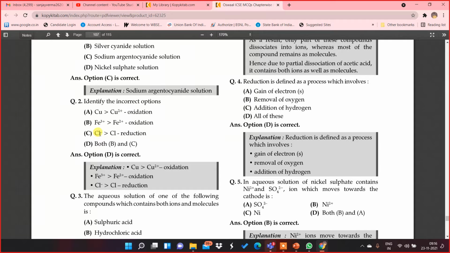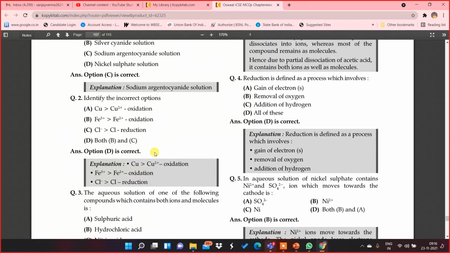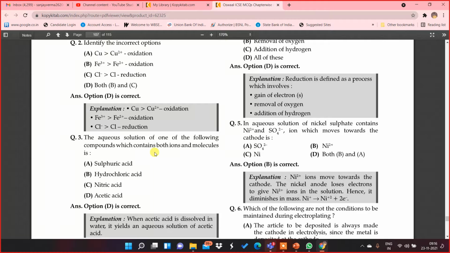And chloride ion becomes chlorine atom. This is also not reduction. So the answer is both B and C are incorrect. Both B and C are what? Incorrect. Because B is reduction, C is oxidation.